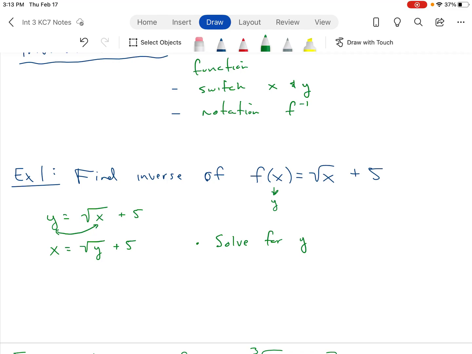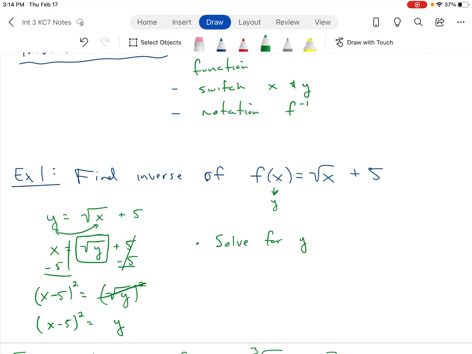Okay, so to get y by itself, I need to get the square root of y by itself, so I need to get rid of that 5 by subtracting 5 from both sides of the equal sign. So I get x minus 5 is equal to the square root of y. Now to undo or reverse a square root function, all I have to do is square it. But whatever I do to one side, I have to do to the other. So that square root is gone and the squared is gone, and I'm left with y by itself is equal to x minus 5 squared. Now I can write a -1 with the y to denote that it is my inverse function, and this is my final answer.